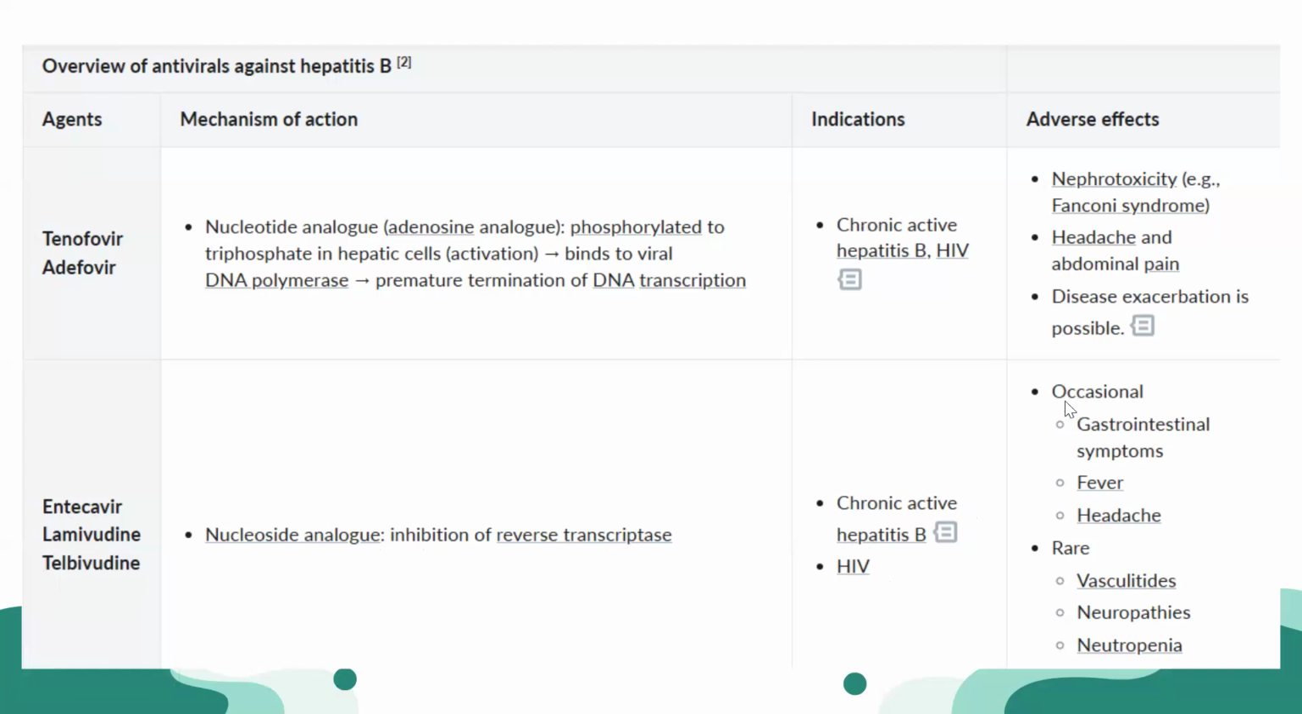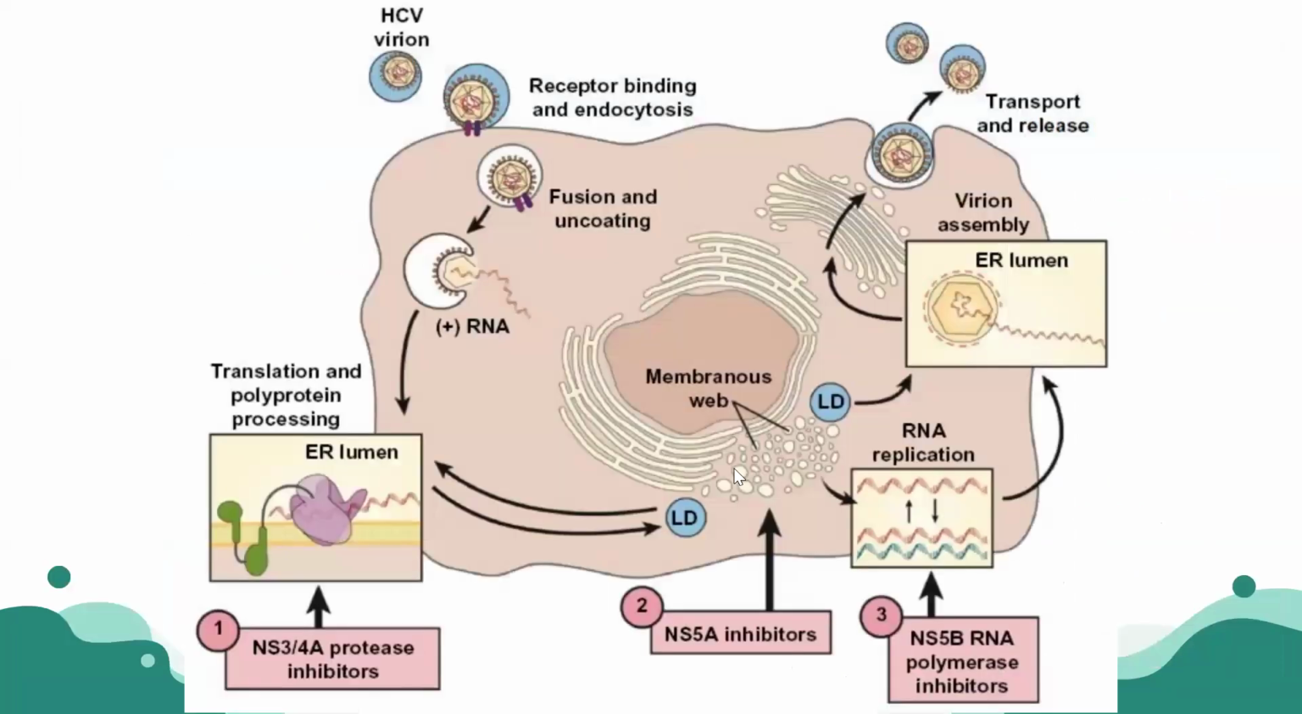Now, what are the adverse effects? We have occasional GI symptoms. We have fever, headache. I feel like headache and abdominal pain are things that you can sort of lump anywhere, you know? But again, they're not that common. And super rare side effects would be vasculitis, neuropathy, and neutropenia. These would be important to know because the things that are rare are the ones that end up getting tested on the most. So I think these are the ones that you should really know about.